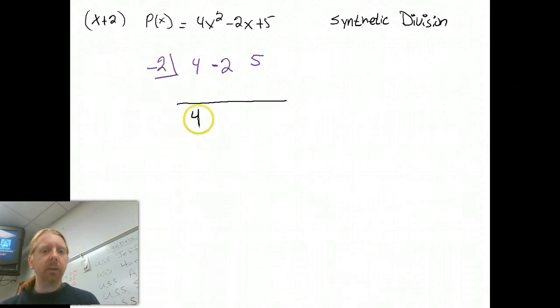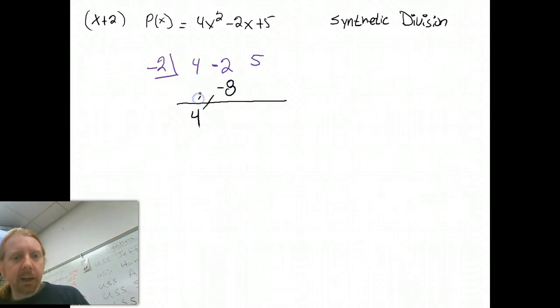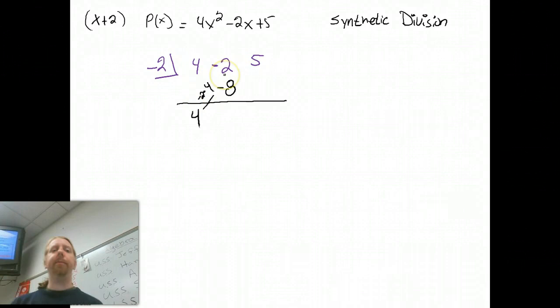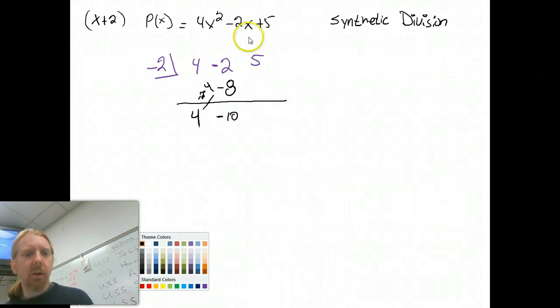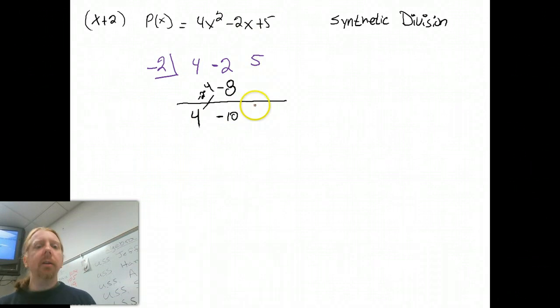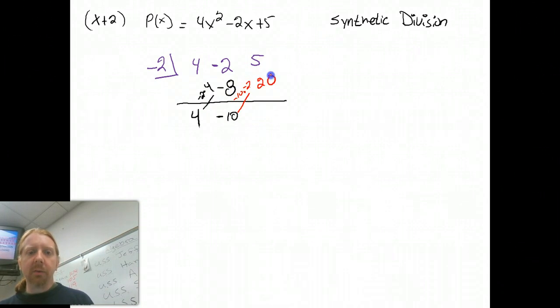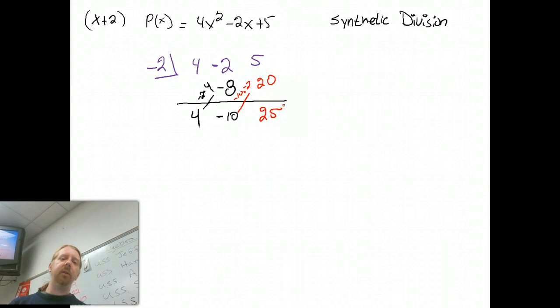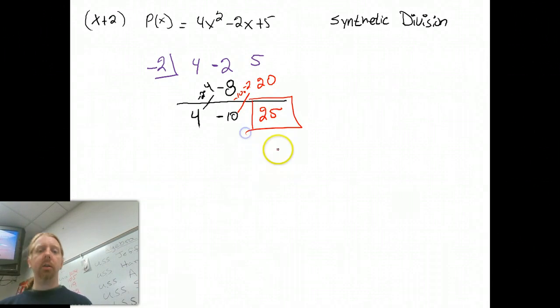Negative 2 times 4 gives me negative 8. And that's negative 2 times 4. Add it. So negative 2 plus negative 8 puts me at negative 10. Negative 10 times negative 2. So go up over here. So negative 10 times negative 2 puts me at a positive 20. Negative 25. That would be my remainder. So I say this is not a factor.